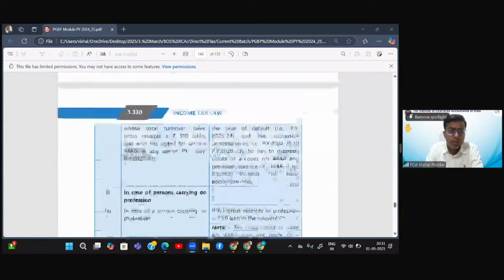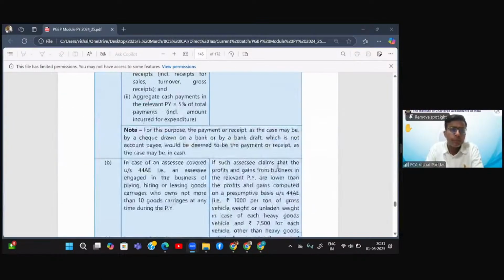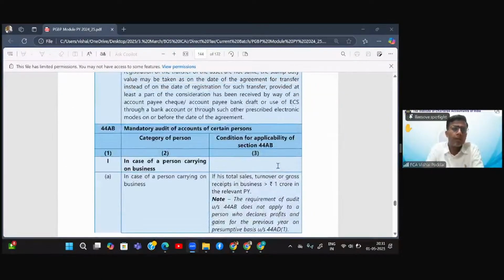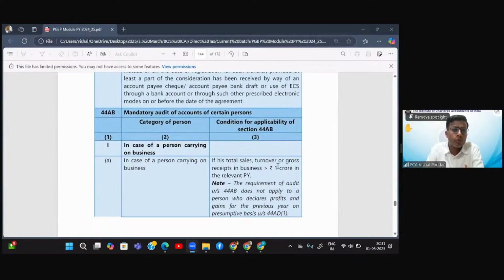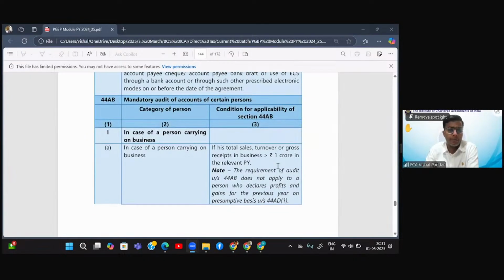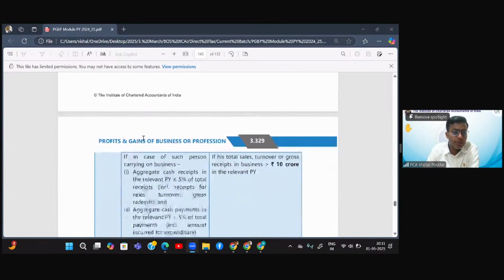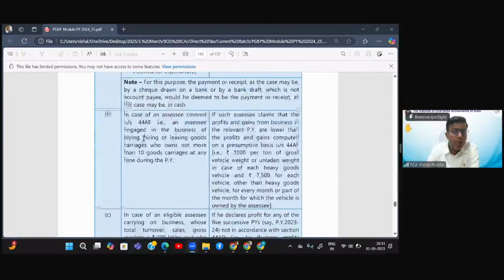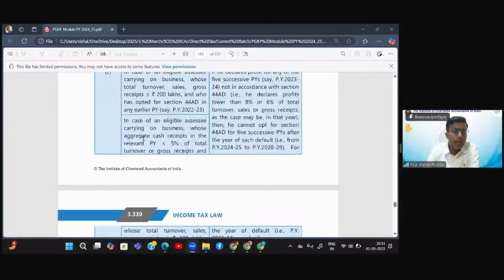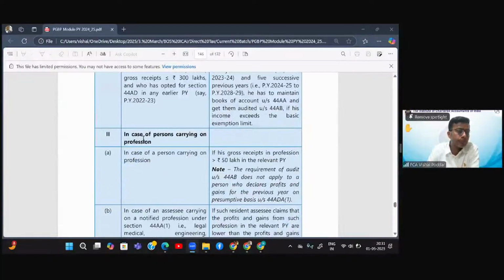Now coming to the last part, that is the mandatory maintenance of accounts and getting the accounts audited. Now what they are saying, for whom audit is compulsory. Now here they have divided you into the category of person carrying a business and person carrying a profession.